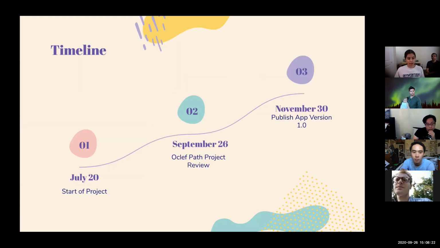So my timeline. I've already started this project. I'm well into it. Not done yet, but I started it back in July. Today is September 26th, and this is the review day. And by November 30th, I'll be publishing the first version of the app, so 1.0. And of course, it's not going to be perfect. There might be some bugs, and I'll have to fix them over time. But definitely by November 30th, I will have the first version of the app going.